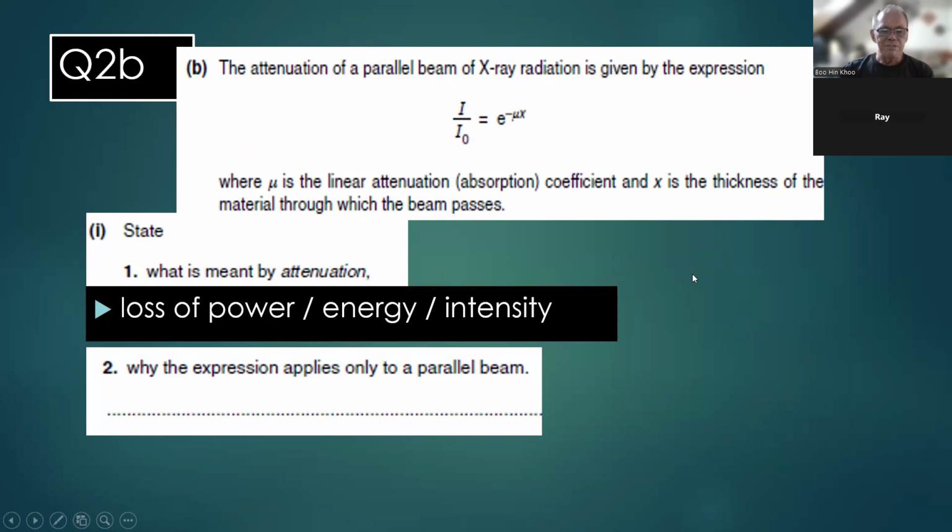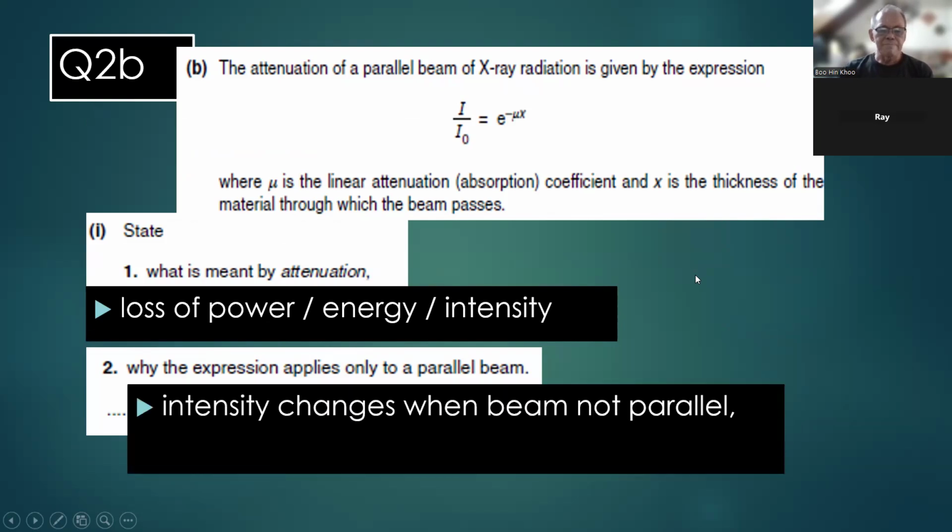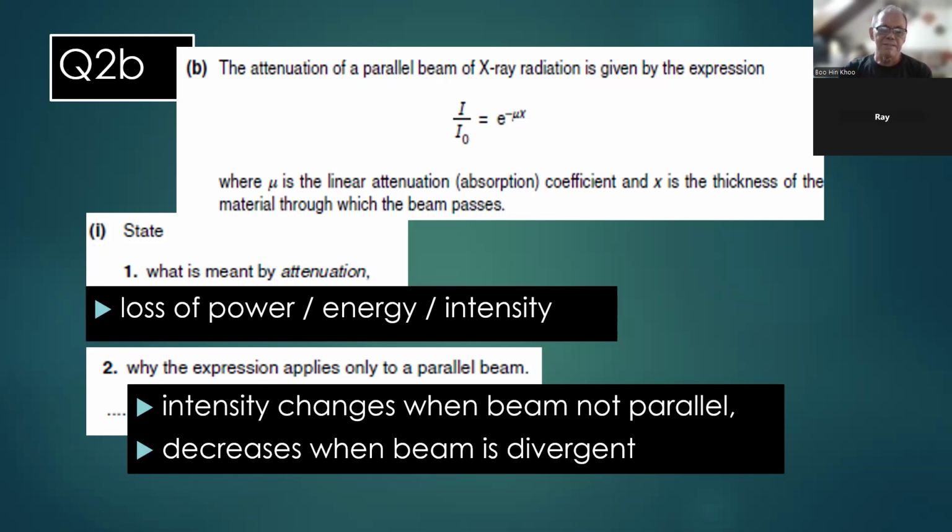Why does the expression apply only to a parallel beam? This formula is for a parallel beam only. Intensity changes when the beam is not parallel. It decreases when the beam is divergent. Only in a parallel beam, the beam entering the absorber will all be the same value, whereas if it's divergent, it will have different values, just like a point source that is spread out in all directions.